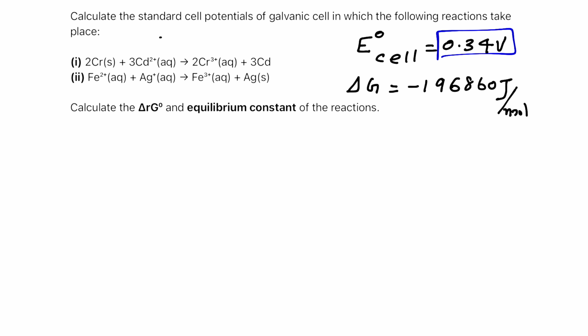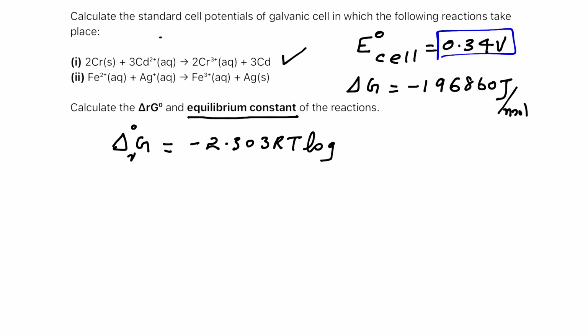Okay, next we are supposed to find the equilibrium constant for the first question. You know there is an equation which connects Gibbs free energy change and equilibrium constant. What is that? Gibbs free energy change is equal to minus 2.303 RT log Kc.